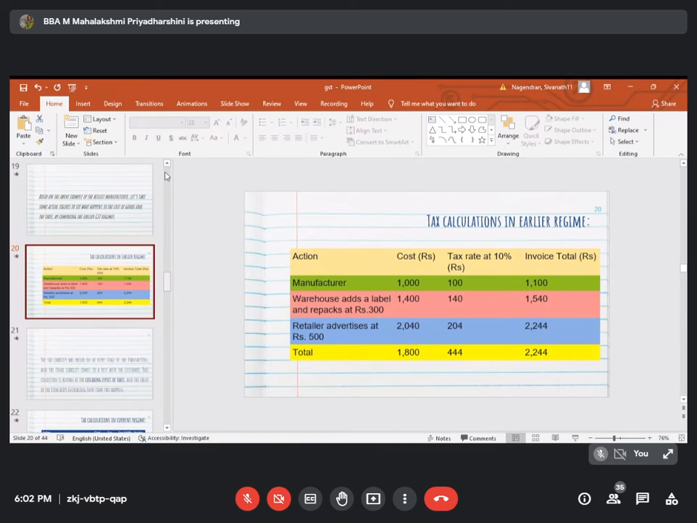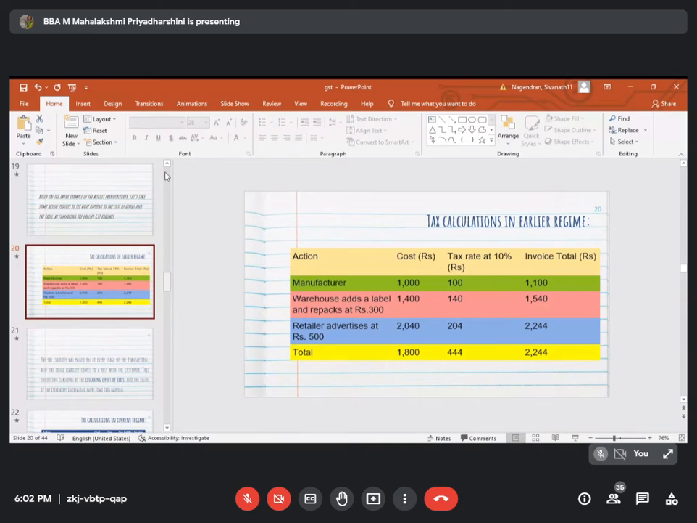1400 plus 140, 1540. So from the warehouse, now it reaches the retailer. The retailer adds the advertisement cost of rupees 500. So 1540 plus 500, it is 2040. Again, from the 2040, the 10% is VAT. So 204. So now the invoice total of the product is 2244.